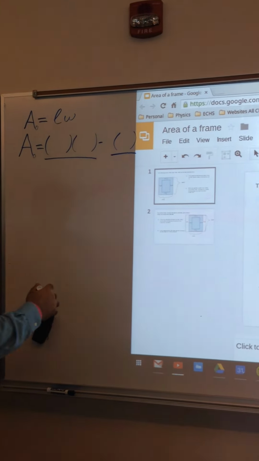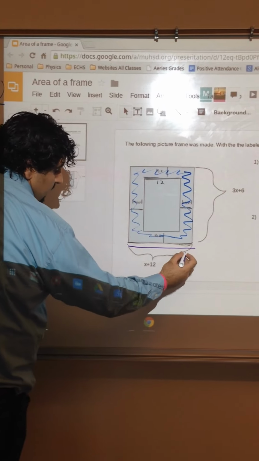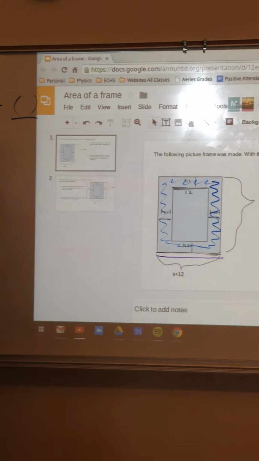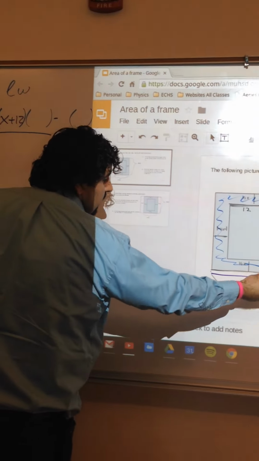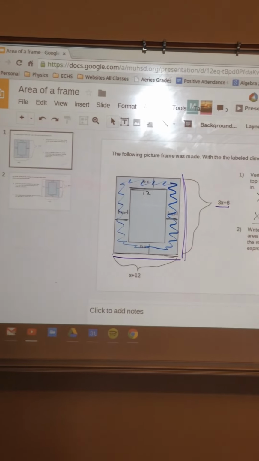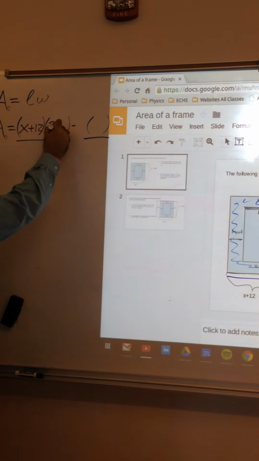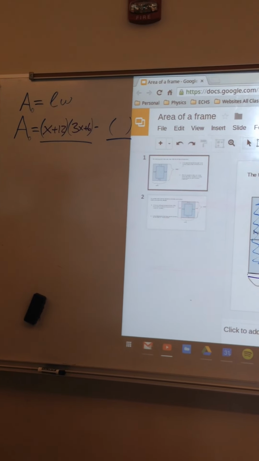So the length for the entire thing, with the frame, is x plus 12. So we put x plus 12. The width for the entire thing is 3x plus 6. So we put 3x plus 6. That will be for the entire thing.